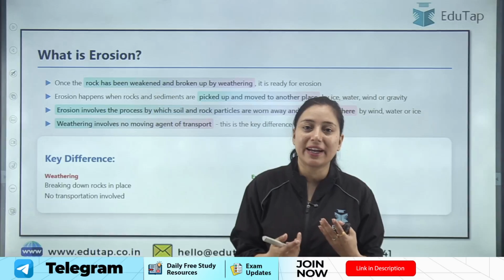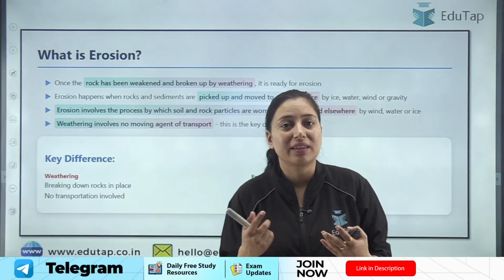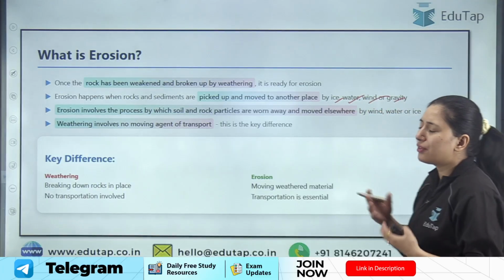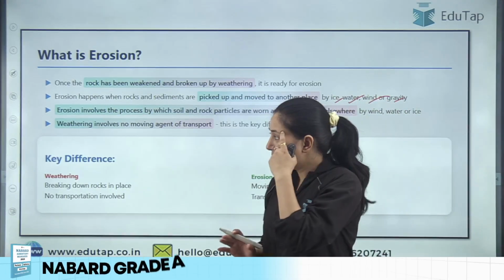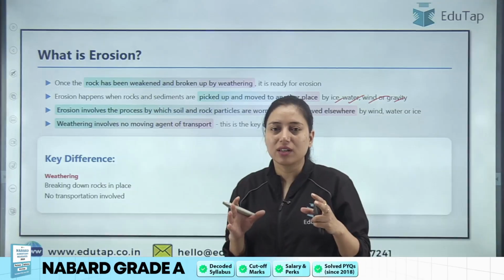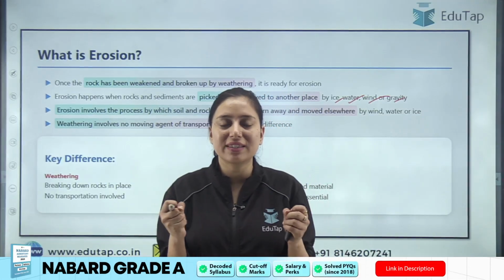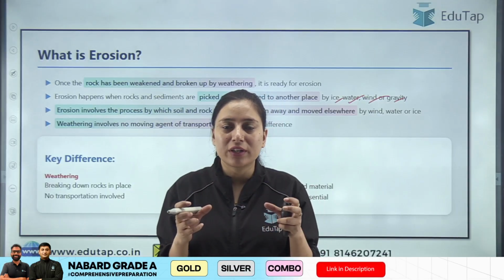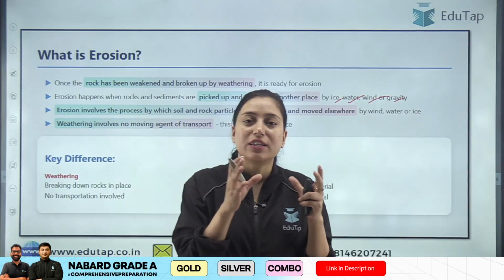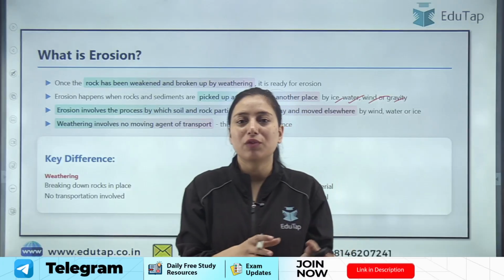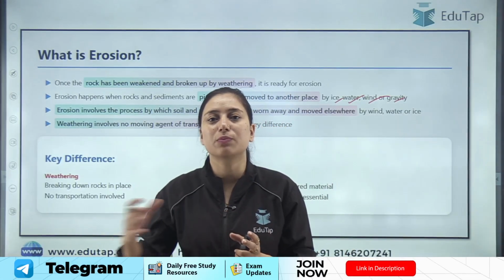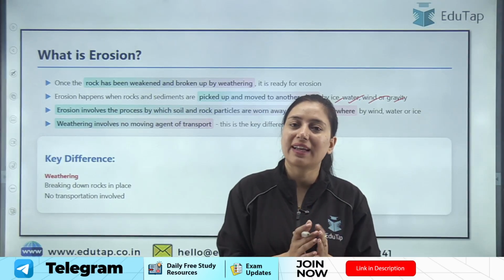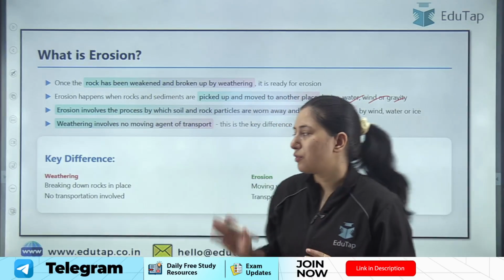There are different agents behind the erosion, like water, ice, rainfall (rainfall is again water), wind, gravity. Different agents lead to erosion. Clear? Now there is a key difference between weathering and erosion. What is the difference? In weathering, your rock gets broken down into soil fragments. In erosion, these rock fragments get transported from one place to another place, right? Erosion involves transportation. Weathering involves just the disintegration of rock into soil particles. So this is the difference between weathering and erosion.